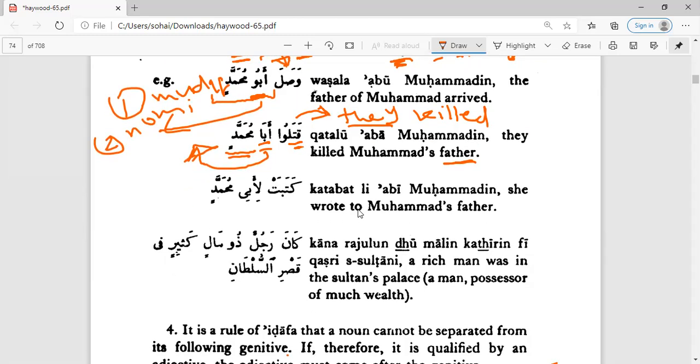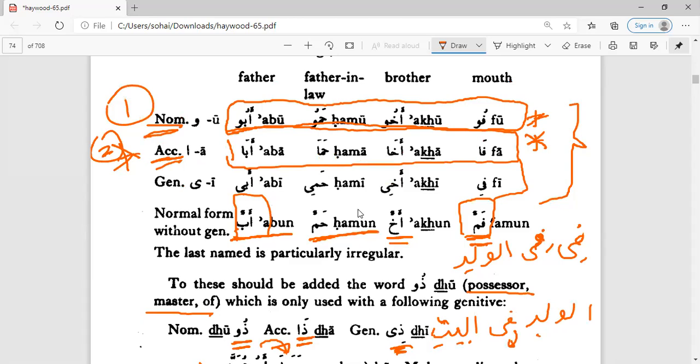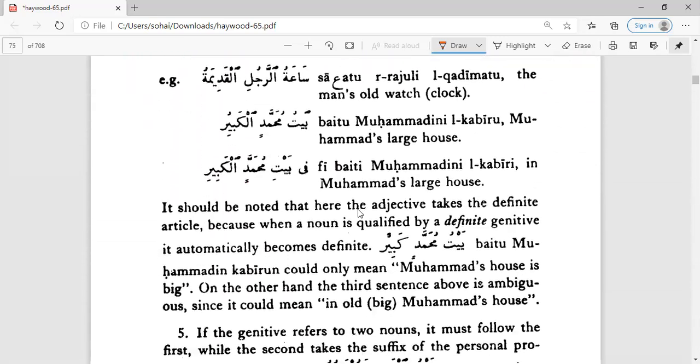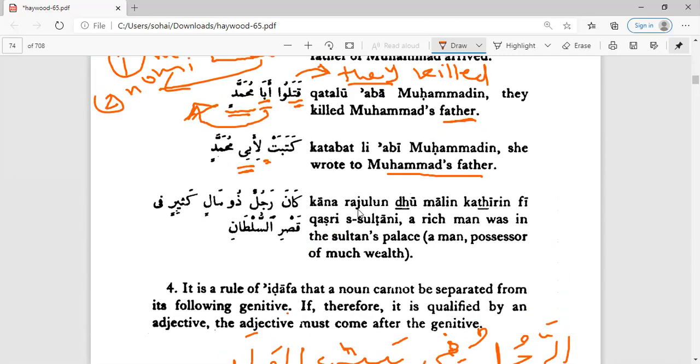Again here you see Muhammad. She wrote to Muhammad's father. Katabat li Abi Muhammadin, the father of Muhammad. So Abi is mudaf. And where are we applying this? Because there's the word li before it, the father becomes genitive. We're saying the father of Muhammad, and obviously the father is mudaf, so it must follow the rule we covered before. So katabat li abi Muhammadin. Does it make sense?